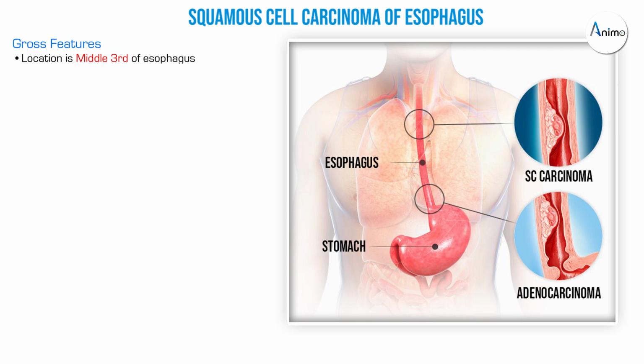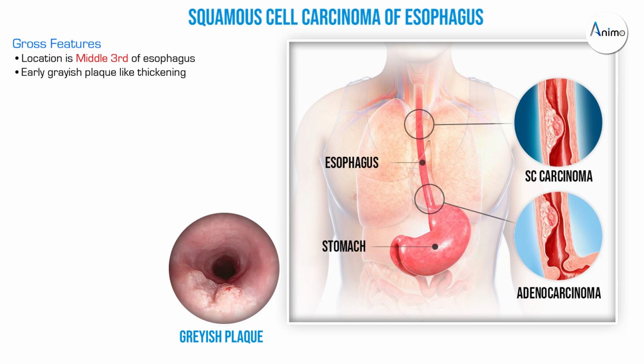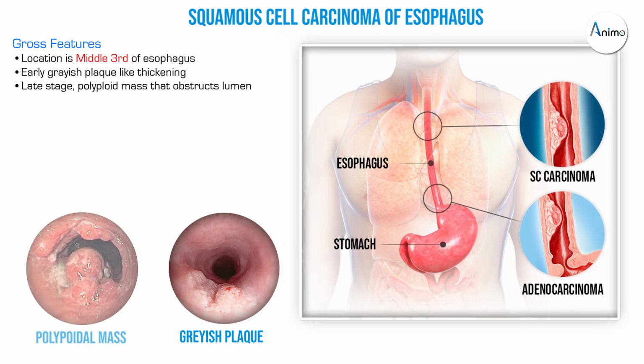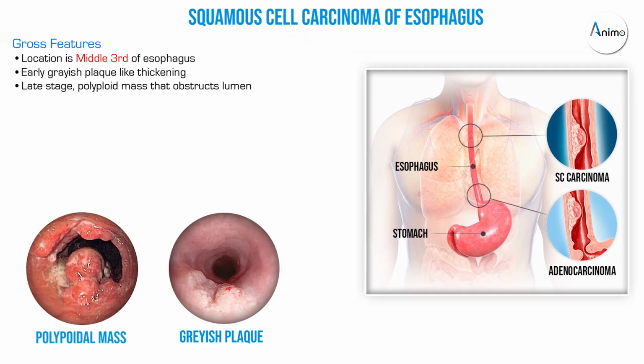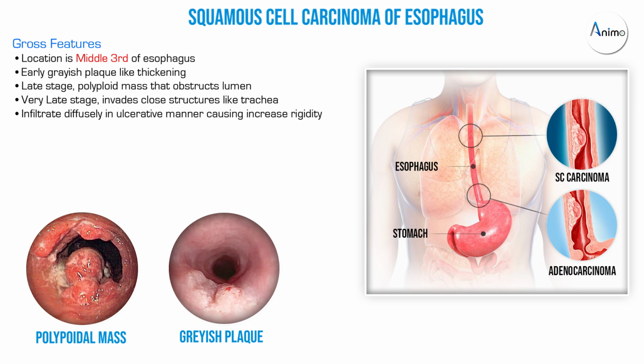So it is actually not related to Barrett esophagus. It is a separate thing, and early on it looks like a grayish plaque which acts as a thickening, and in the later stage it can convert from plaque into a polypoidal mass that can obstruct the lumen, and this can cause dysphagia and vomiting. But in the very late stage, it can invade the wall of the esophagus and nearby structures such as the trachea, typical of a malignant carcinoma.